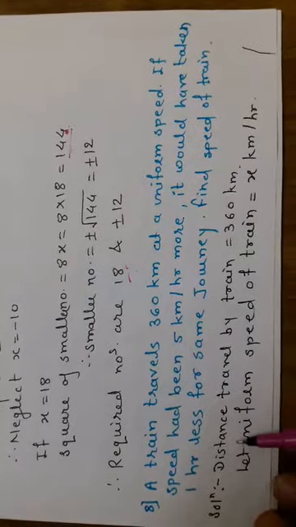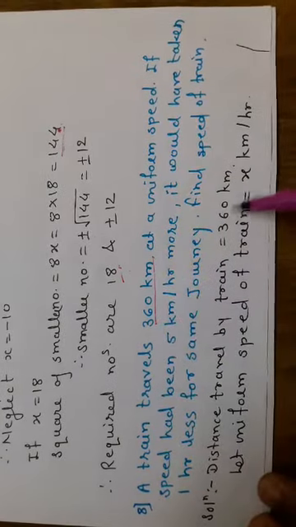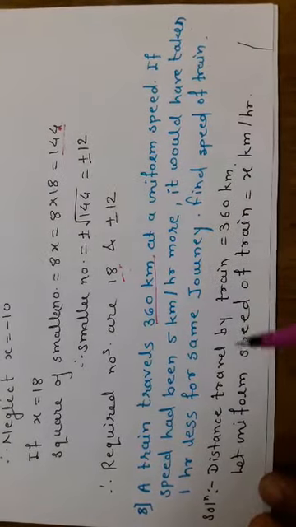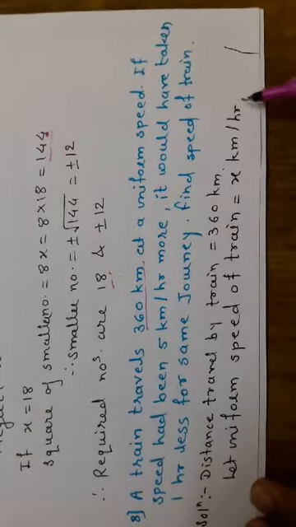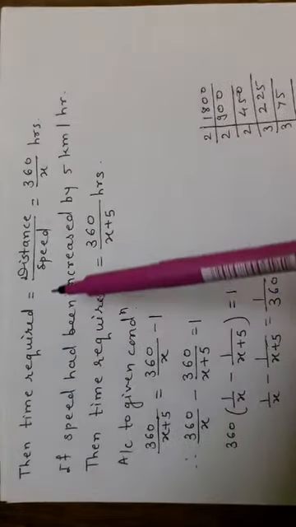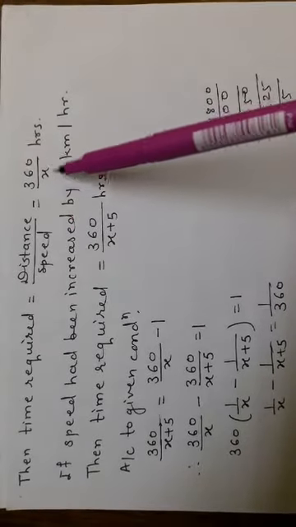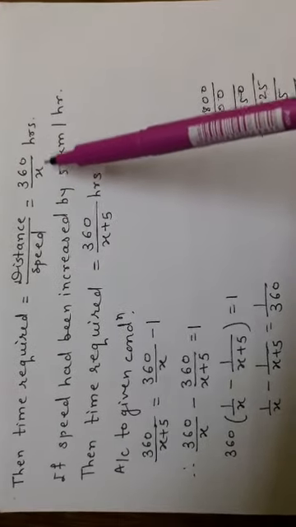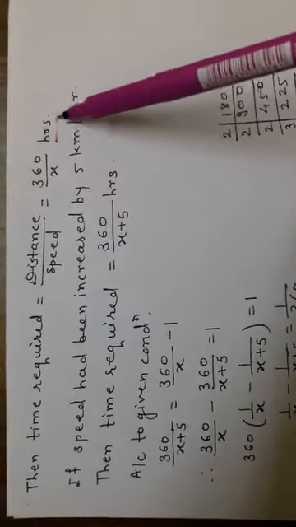So what have they given here? The distance traveled by the train, how much? It's fixed, that is 360 km. What do we have to consider? Let the uniform speed of the train be x km per hour. Then time required is equal to distance upon speed. Distance is 360 and speed is x. So here we are finding the time, which will come in hours.